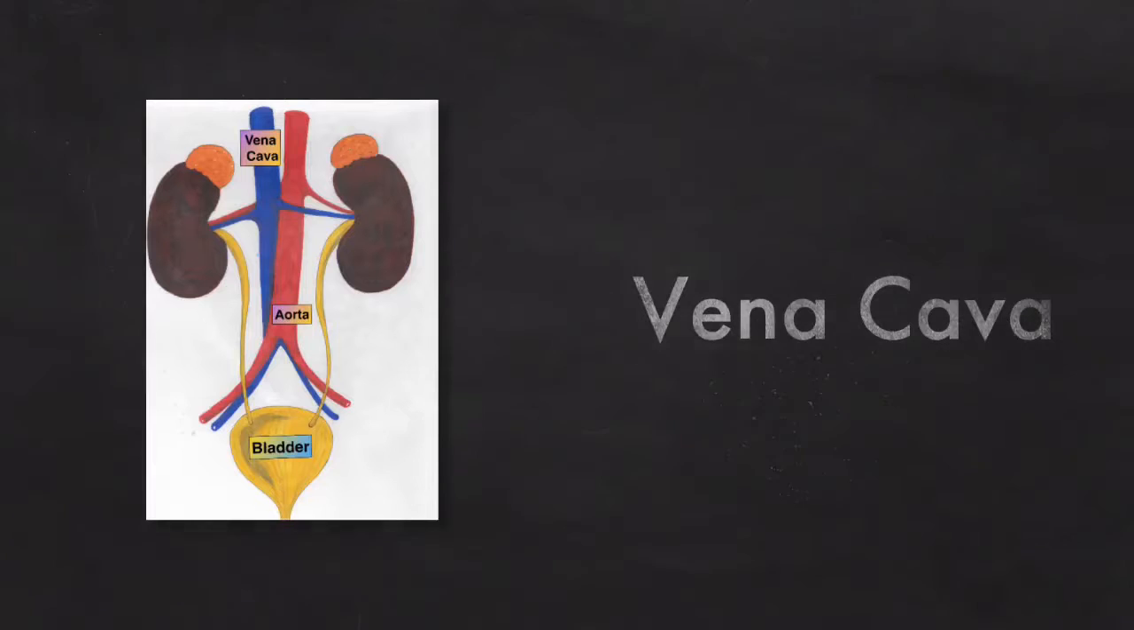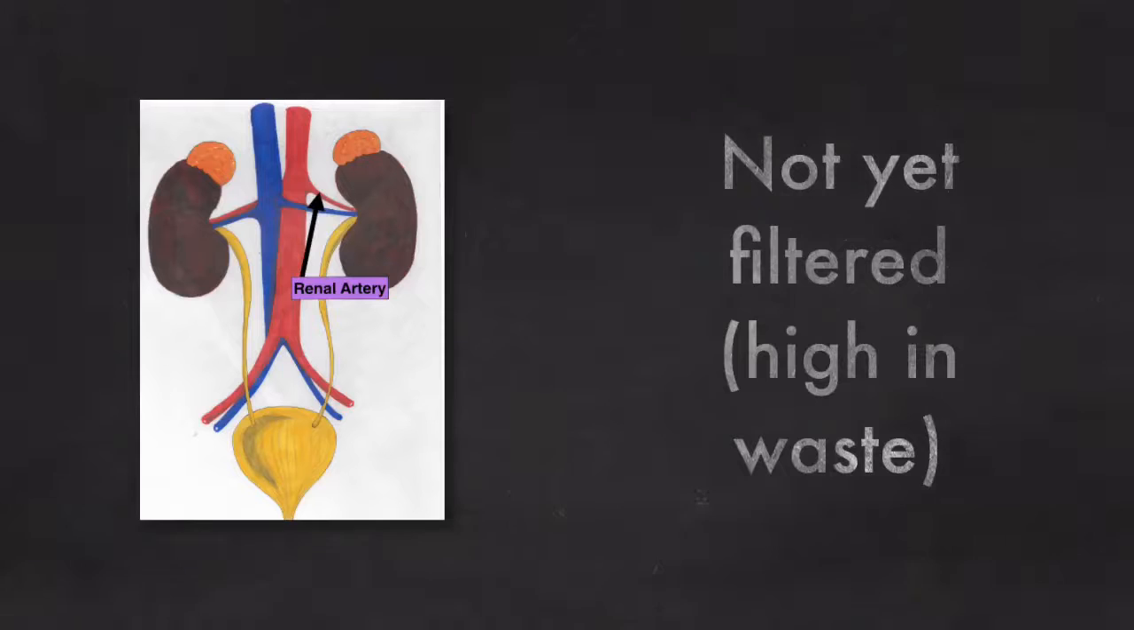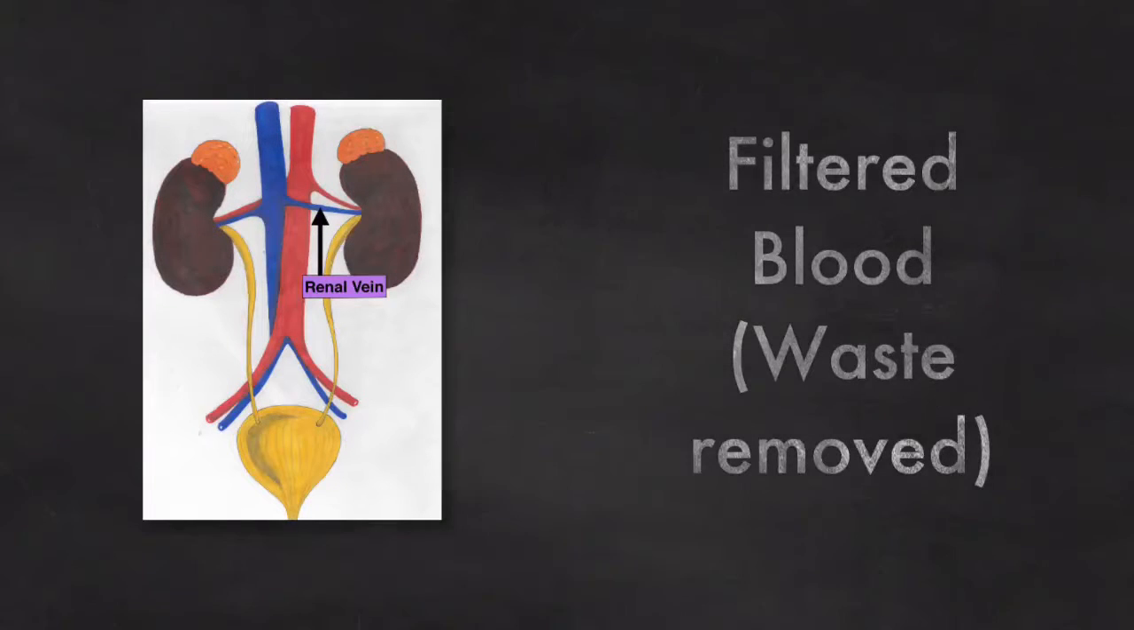It's also important to note that the vena cava, the largest vein in the body, is directly linked with both kidneys. The renal veins leading out of both kidneys link directly with the vena cava. It's important to note that the blood going into the kidney in the renal arteries is not yet filtered, so it's very high in waste. And the blood leaving the kidneys in the renal veins has been filtered, and so the waste has been removed.